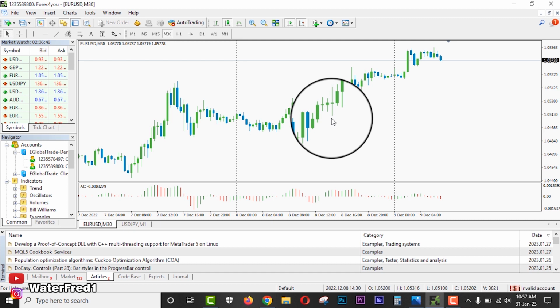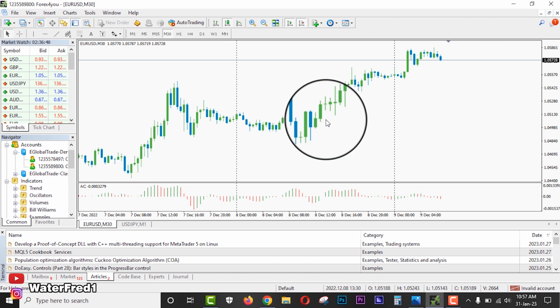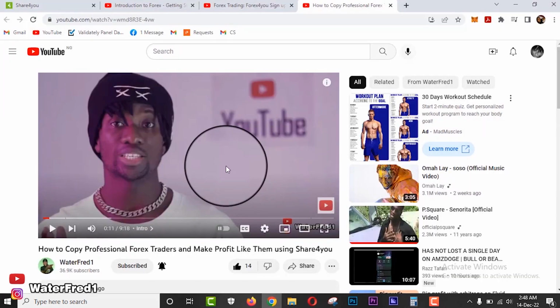As you make money from forex trading, you can as well lose money from forex trading, so you have to trade with caution. The 10th question is, can I trade anytime, any day? And the answer to this is yes, during weekdays. The forex market is open during the weekdays, but during weekends the forex market is closed.